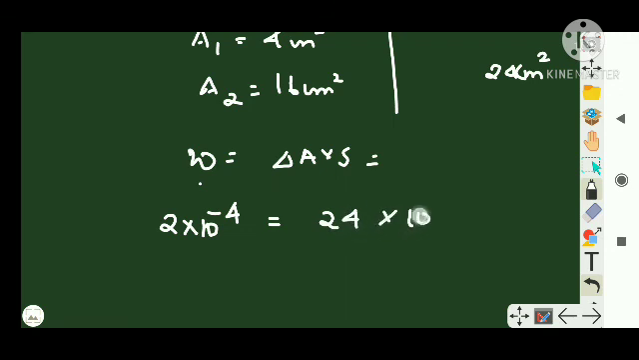24 into 10 to power minus 4, that is surface area, and the surface tension is S. You can find S is equal to 1 by 12, or it is 0.08 Newton per meter.